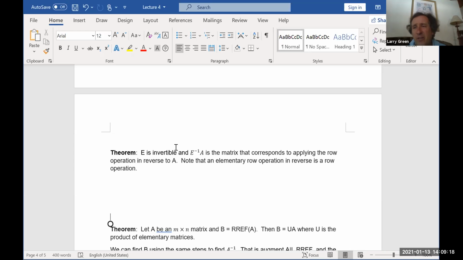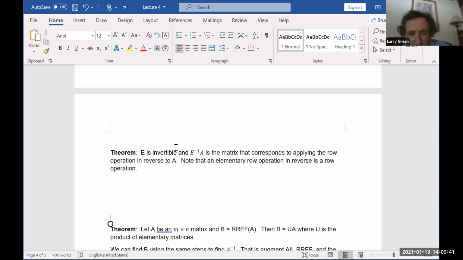I also want to remind you that if you have two invertible matrices and you multiply them, then the product is invertible. Remember that? We had that on Monday. So if A and B are invertible, then A times B is invertible.